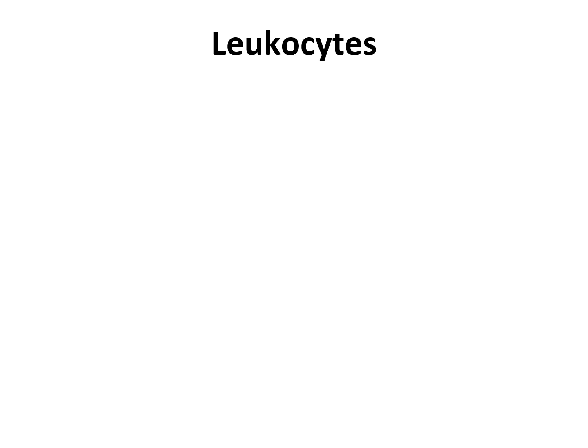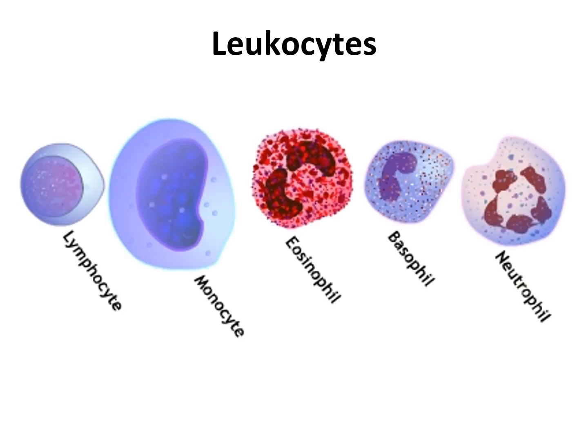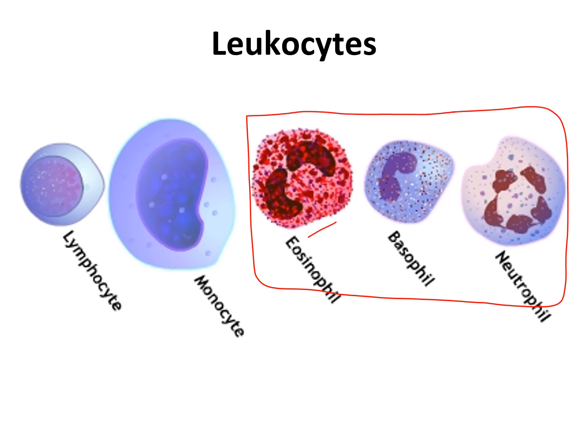Just as a review of the different types of leukocytes, I went through them. So here they are in a different order. These are your granulocytes. Granulocytes have granules in the cytoplasm, so you can see those granules, and they are the eosinophils, basophils, and neutrophils. And these are associated mainly with your second line of defense.